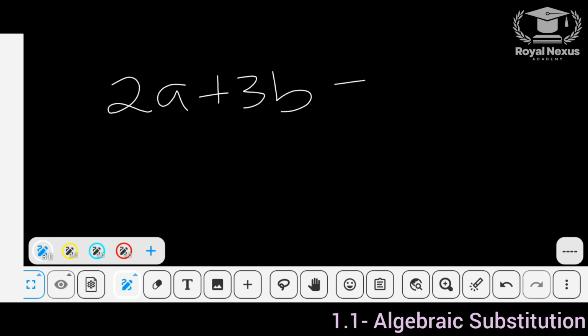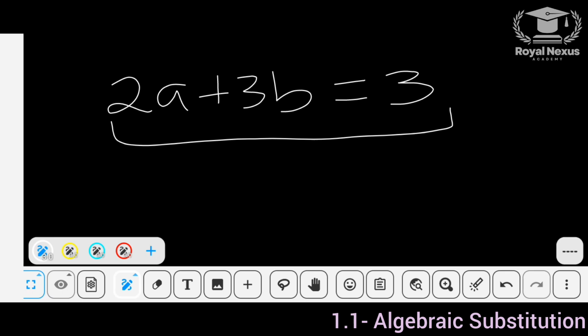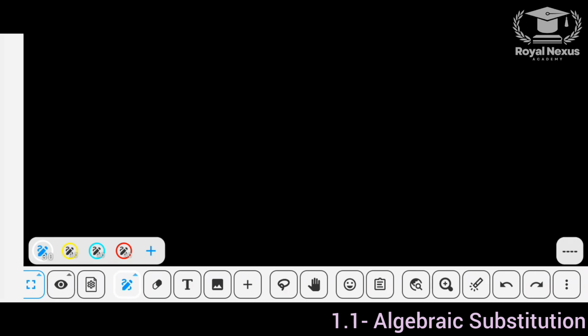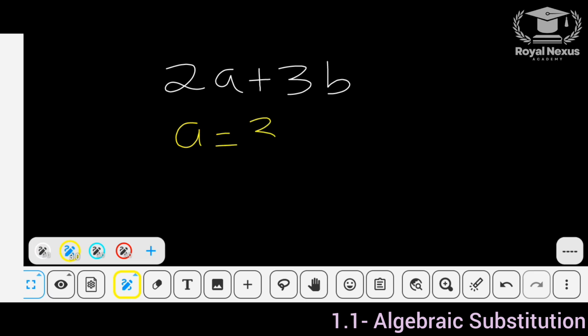But if I put an equal to sign over here, and write it is equal to 3, now this thing will become an algebraic equation. Now moving on to solving algebraic expression. The question is 2a plus 3b, and here if I give you the value of a as 3 and the value of b as -1, and ask you to solve this algebraic expression, how can you solve it? The first step is that you need to input this value of a over here, and you need to input this value of b over here.